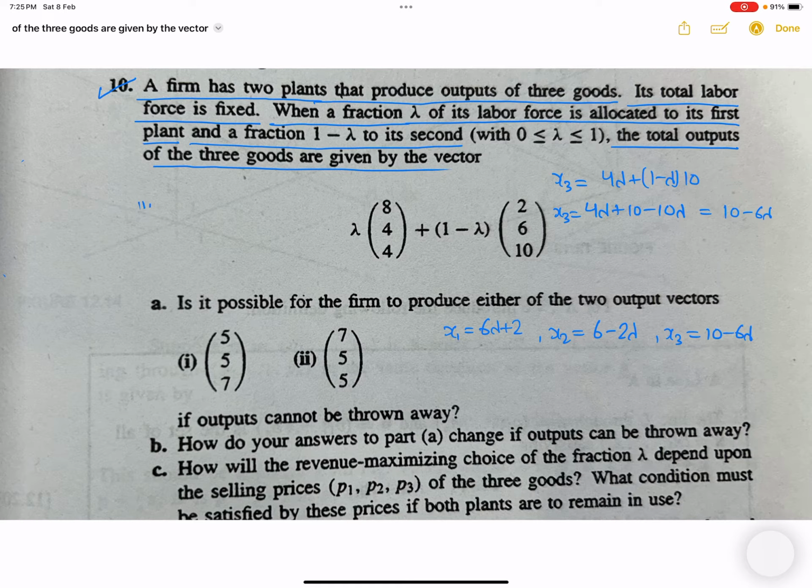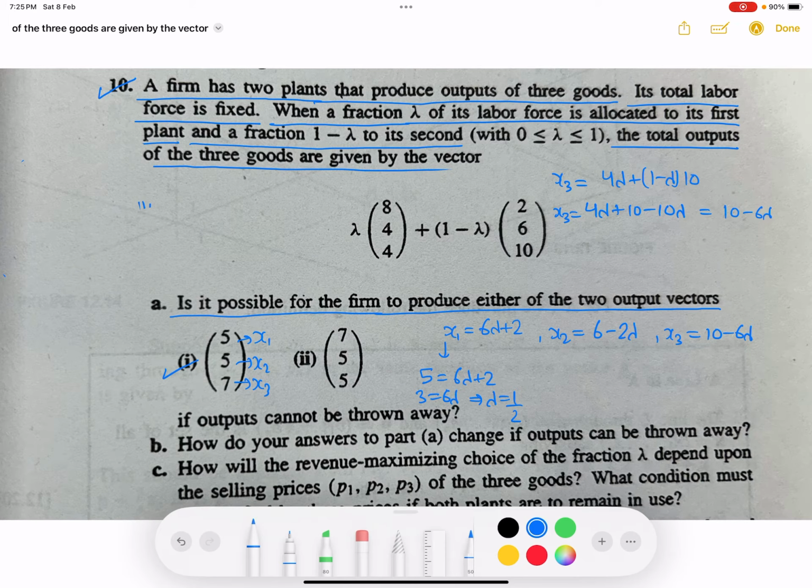Now the first question is: is it possible for the firm to produce either of the two output vectors? In this case, this is x1, this is x2, this is x3. So we need to check whether the firm can produce this or not. So substituting x1 equals to 5, we have 5 equals to 6 lambda plus 2, 3 equals to 6 lambda. This gives us lambda equals to half. Now what does lambda equals to half mean?